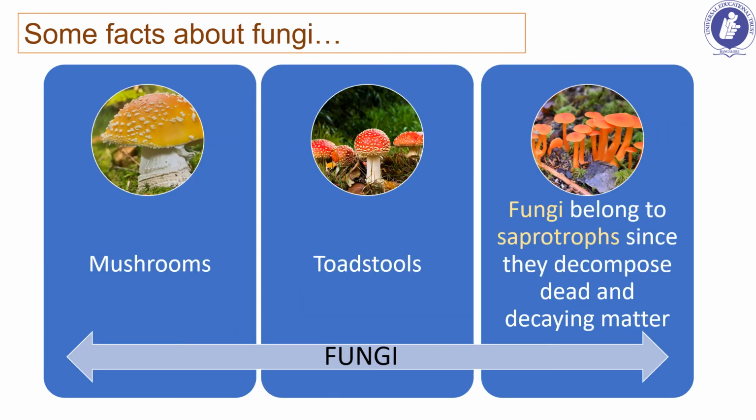Here in this slide, we can see some facts about fungi. Mushrooms and toadstools are types of fungi. The first one is a type of mushroom. It is an edible food, right? Some of us use it as food because it is rich in protein. This toadstool, normally it will be seen in the forest. It is not edible. Now the fungi belong to a category called saprotrophs. So fungi are not saprophytes, but they are actually saprotrophs since they decompose dead and decaying matter.